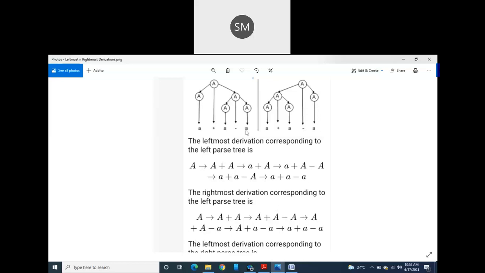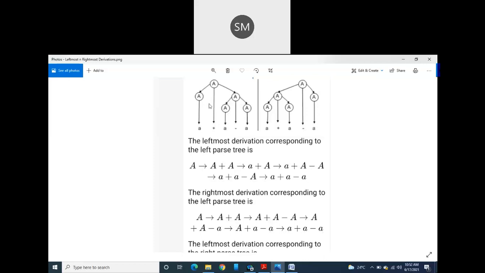Correct? It means that I am here now. Okay, this A in this diagram. Then again, if you go one more step ahead, then it becomes A plus small a minus small a. At last, small a plus small a minus small a. So this is about rightmost derivation.